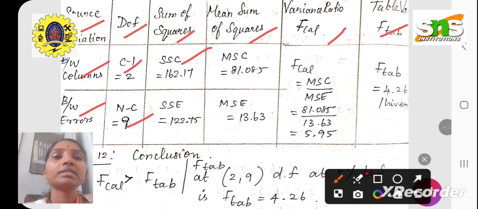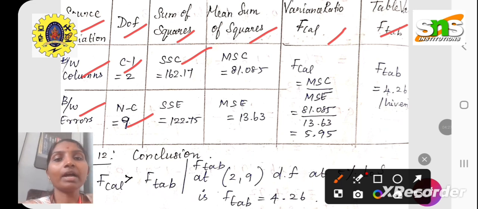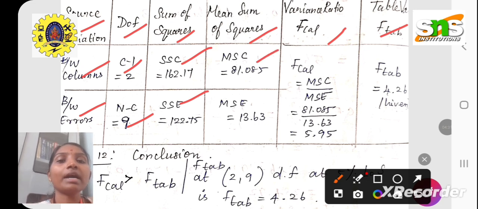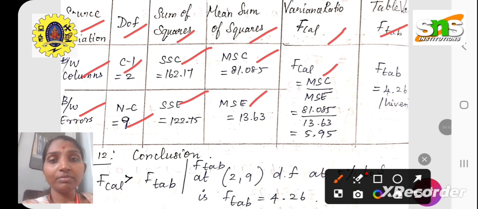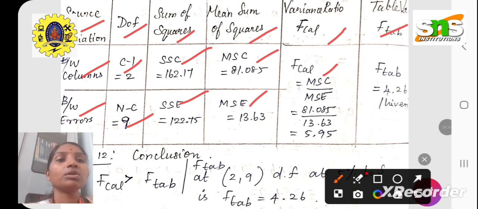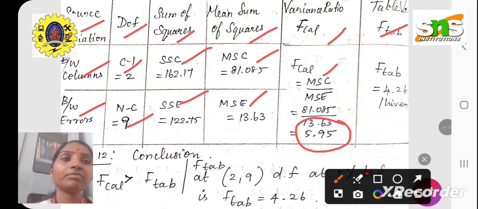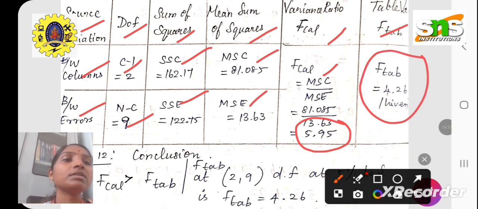The sum of the squares is SSC, from the steps we have calculated, and we write down the value here. SSE is 122.75. MSC, taken from the steps followed, is 81.085, and MSE is 13.65. Which one is bigger? We note that MSC is bigger. Therefore, MSC by MSE is equal to 5.95. Therefore, the calculated value is 5.95, and the tabulated value is 4.26, which is given in the question.